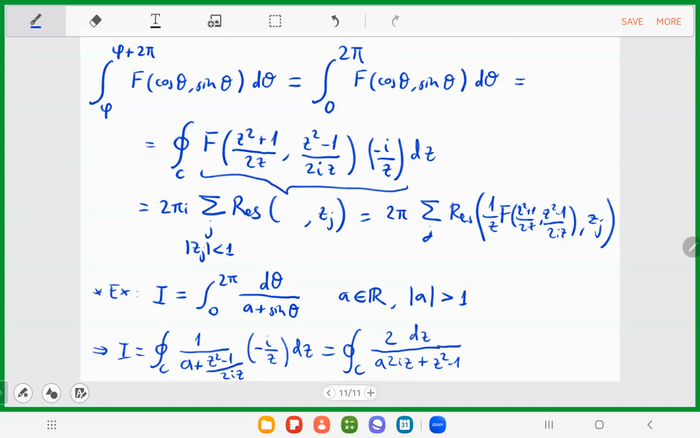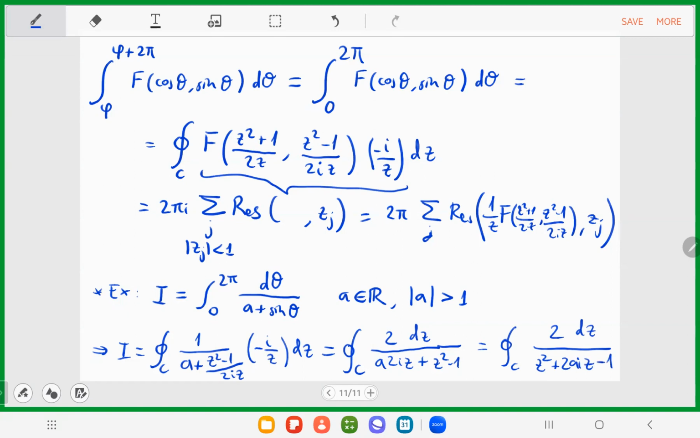How can we go from here? Well, notice that the denominator is a polynomial. It's a complex polynomial, but just a quadratic polynomial. So this will be just 2 dz divided by, okay, let's write it like this, z squared plus 2aiz minus 1.